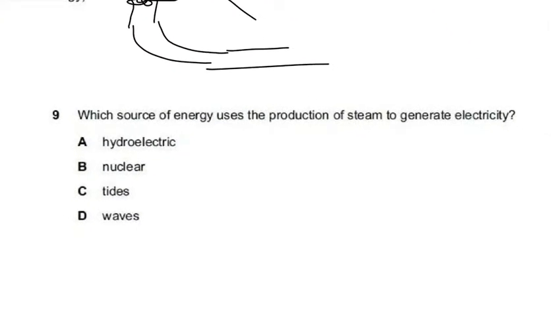Alright, moving on. Which source of energy uses the production of steam to generate electricity? So here's the question. Which of these uses heat to make steam that then powers a turbine? So does a hydroelectric dam, basically a dam in a river, does that use steam? No, it does not. Hydroelectric uses gravitational energy falling down through a pipe, basically. Water is way up high, right, behind the dam, and then it goes down through a pipe with a turbine in it.